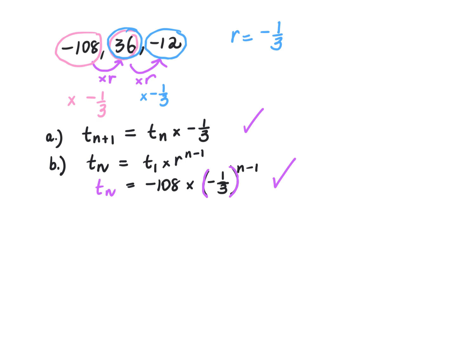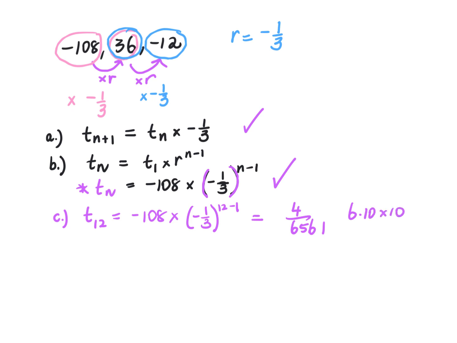Okay, so for part C, we have to find term 12. So I'm just going to use this function here. Term 12 is equal to negative 108 times negative 1/3 to the 12 minus 1. So negative 108 times negative a third to the power of 11, which is 4 over 6561, or you've got something like 6.10 times 10 to the negative 4. Another mark for that part of the question there.